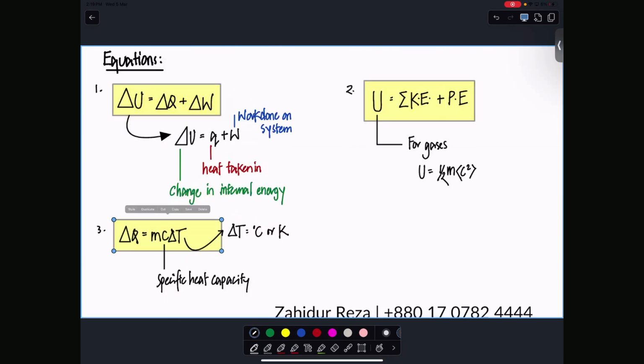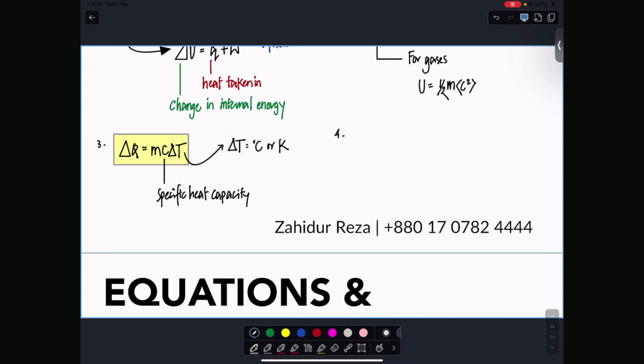Okay, one last equation from this chapter. Del Q equals m l f or m l v. Do you remember these? Latent heat of fusion or vaporization, right? It's like an O-level question.